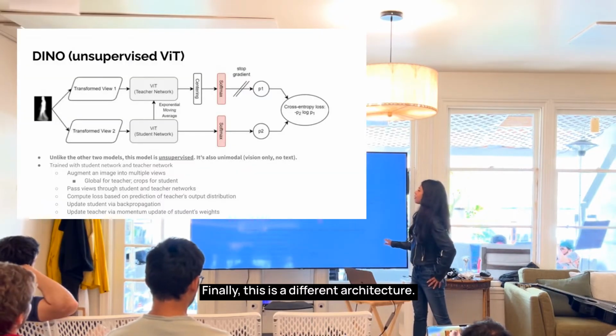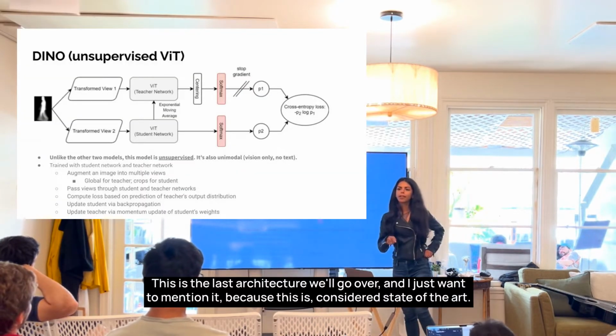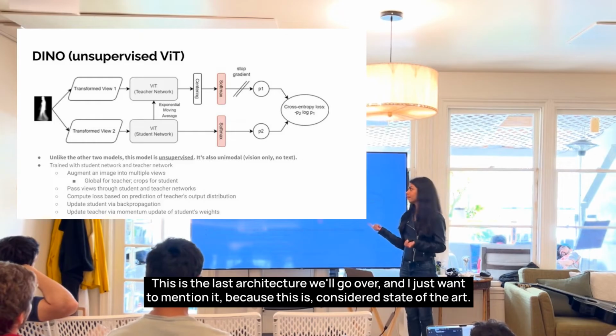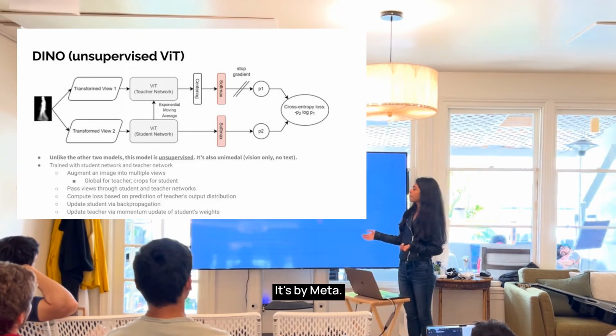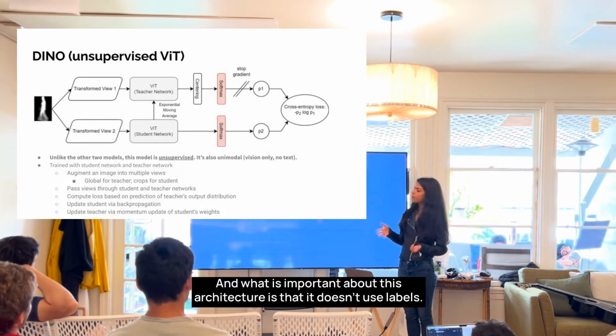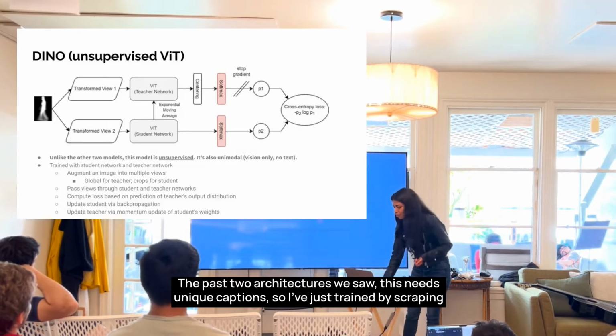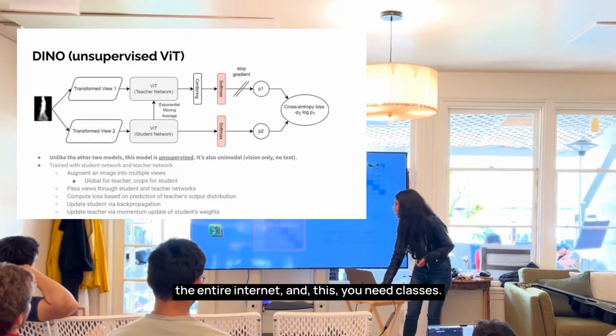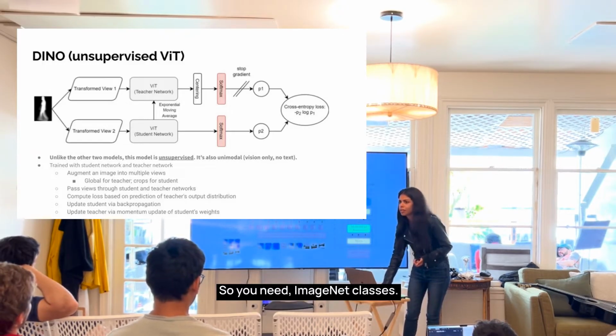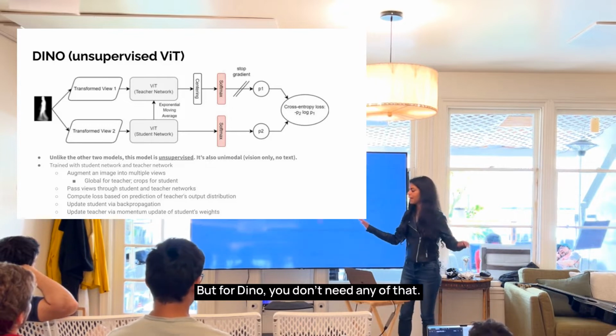Finally, this is a different architecture. This is the last architecture we'll go over, and I just want to mention it because this is considered state of the art. This is called DINO. It's by Meta. And what is important about this architecture is that it doesn't use labels. The past two architectures we saw need labels: CLIP is trained by scraping the entire internet for captions, and the other needs classes, like ImageNet classes. But for DINO, you don't need any of that.